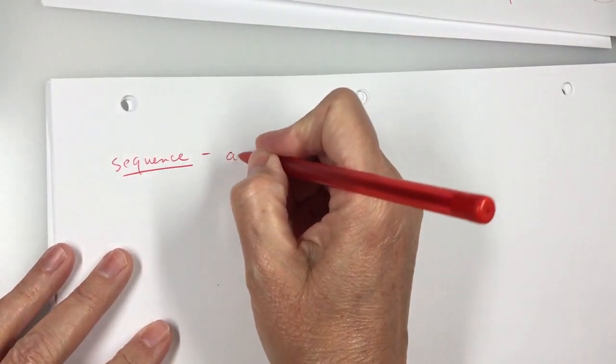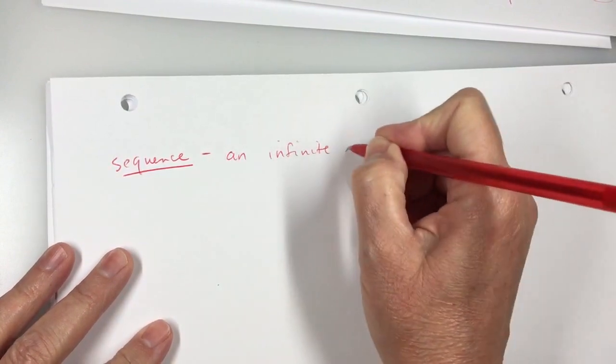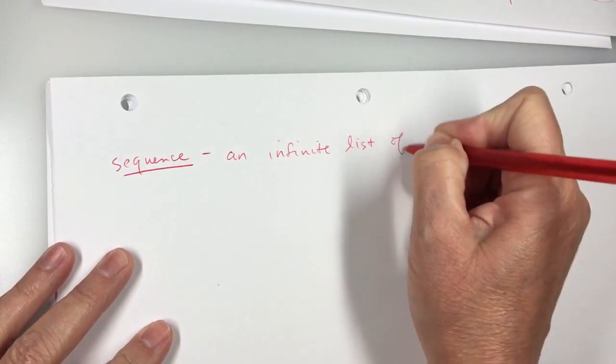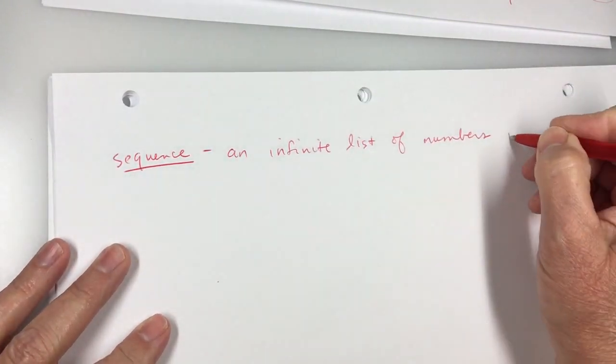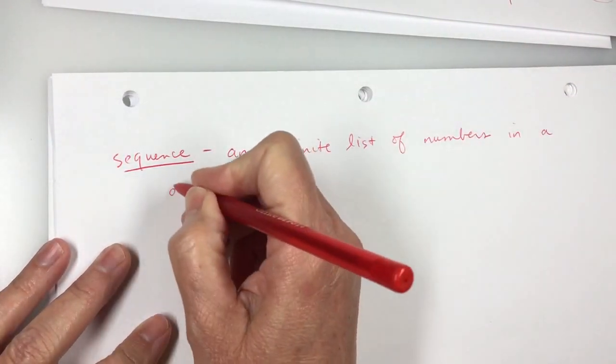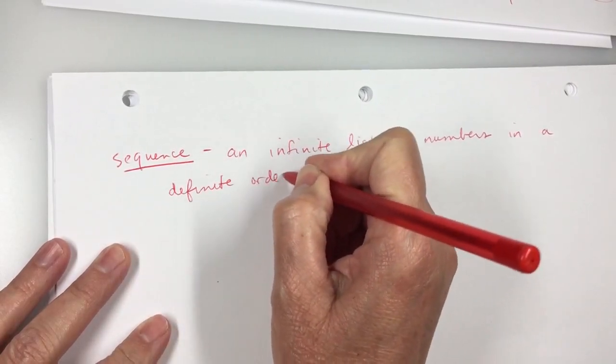A sequence is an infinite list of numbers in a definite order.